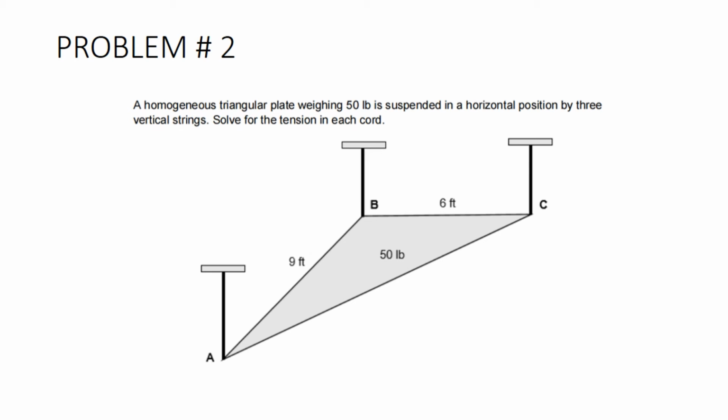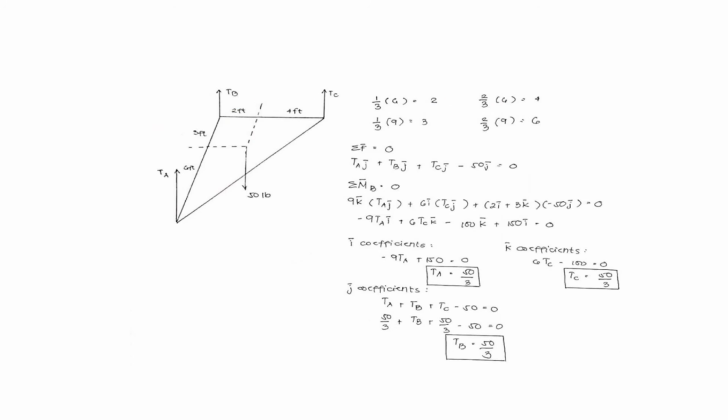Problem number 2. A homogeneous triangular plate weighing 50 lb is suspended in the horizontal position by 3 vertical strings. Solve for the tension of each cord. So it shows here that in our FBD, the x and y axes are emphasized to make it easier to understand in finding the tension of each cord.